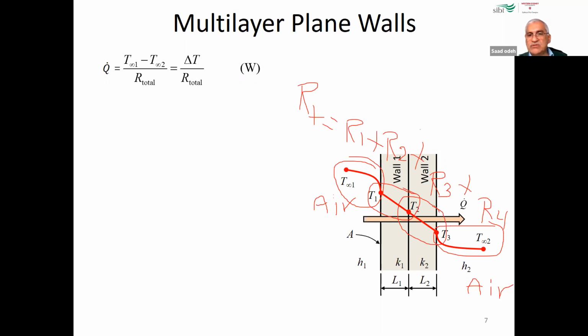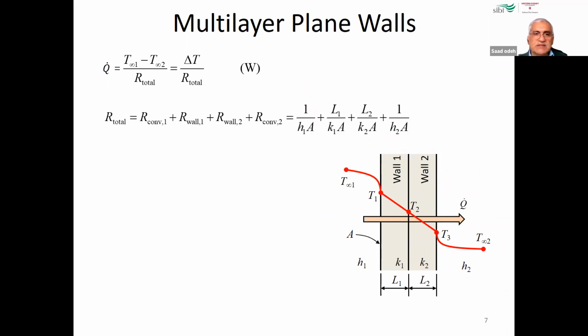So R4 also by convection. R2 and R3 by conduction. Now, if I take each one of these and substitute the equation of thermal resistance, I can write the total thermal resistance equation. I'll show you very soon.